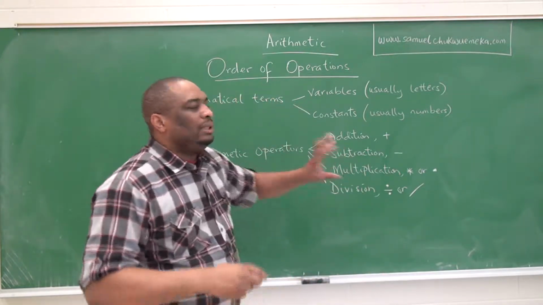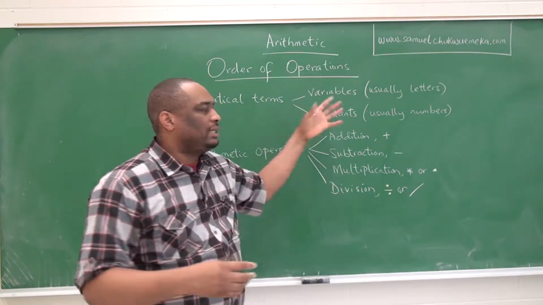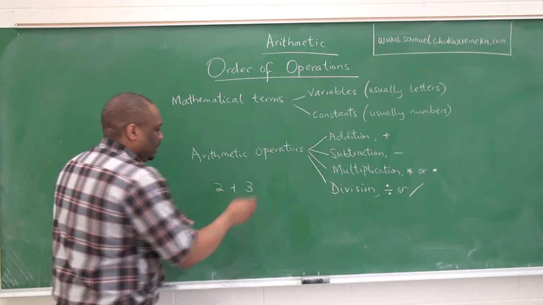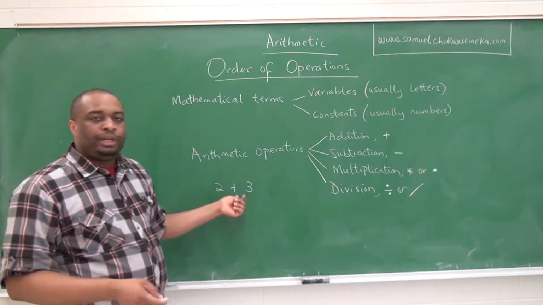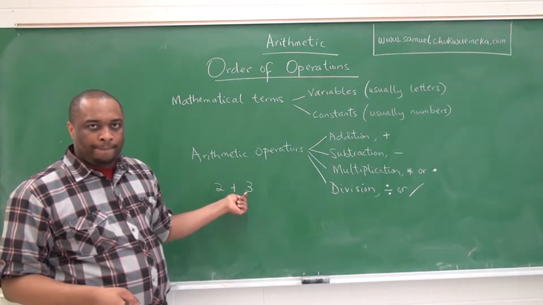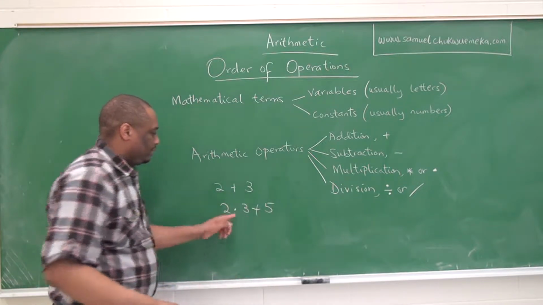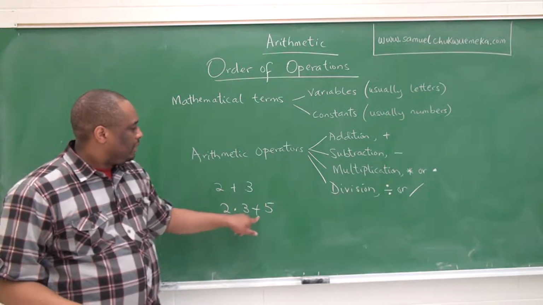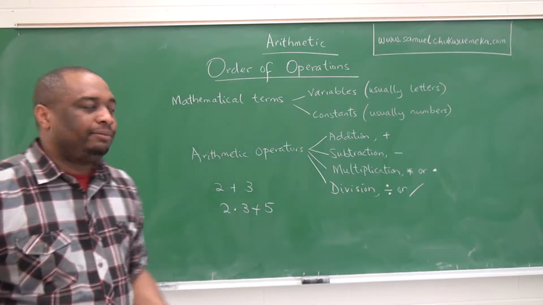Okay, so now these operators join constants and or variables. Okay, you have 2 plus 3. So you see, here we have 2 constants, 2 and 3, joined by an arithmetic operator, addition operator. Okay, when you have 2 times 3 plus 5, so you have 2 operators, the multiplication operator and the plus operator, that is joining 2, 3, and 5.